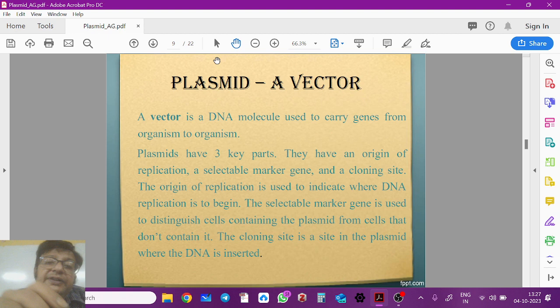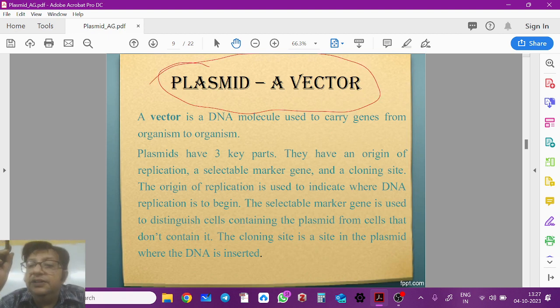So now the next slide. What is a plasmid as a vector? In molecular biology, a vector is different, and in parasitology, a vector is different. In general, a vector carries something from one organism into another organism. It's a vehicle to carry something from somewhere to someplace.